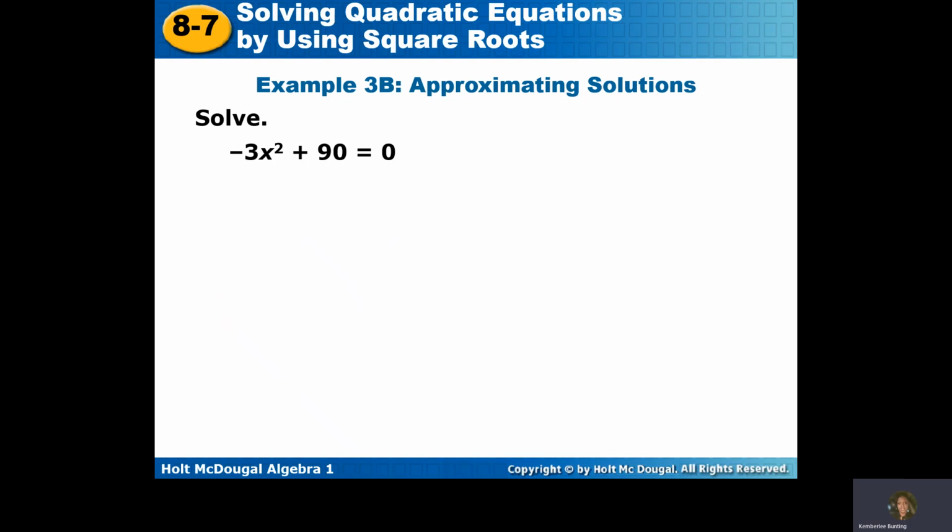What's my first step? I'm going to do everything y'all tell me to do. Is she right? She sure is. So now I have negative 3x squared is equal to negative 90. All right, now what do I do? Divide by negative 3 on both sides? I sure do.